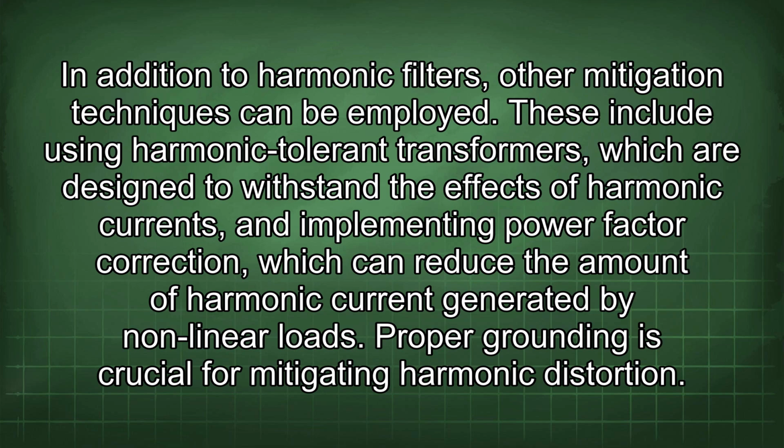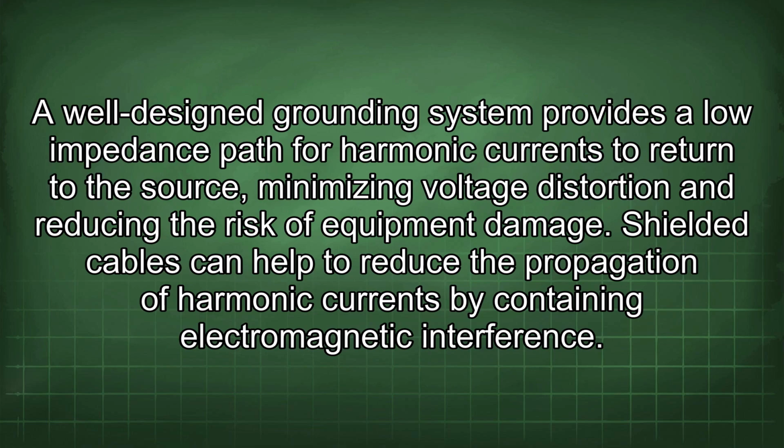Proper grounding is crucial for mitigating harmonic distortion. A well-designed grounding system provides a low impedance path for harmonic currents to return to the source, minimizing voltage distortion and reducing the risk of equipment damage. Shielded cables can help to reduce the propagation of harmonic currents by containing electromagnetic interference.